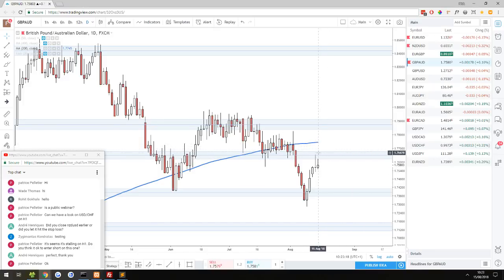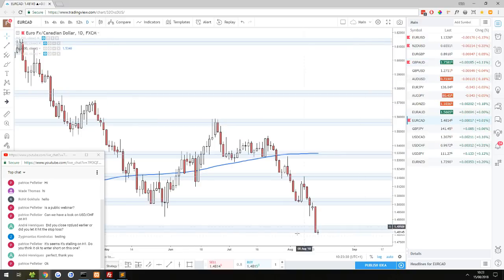GBPAUD, we could look for a reversal from this resistance area. It could happen. It seems to be stalling very heavily at this resistance area. So let's keep a close eye on that. And EURCAD stalling out on top of this support area, but it's an iffy support area, so don't get horribly excited for this one.